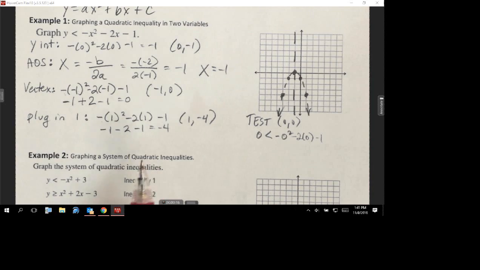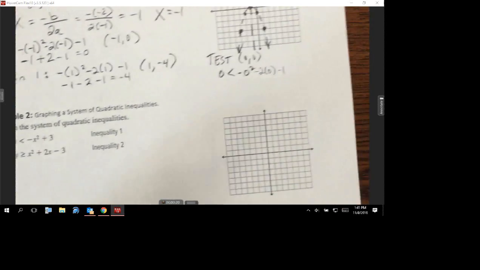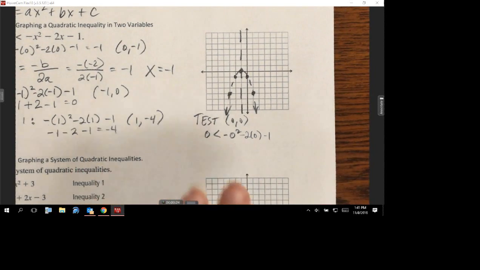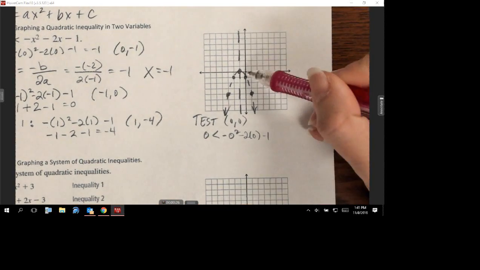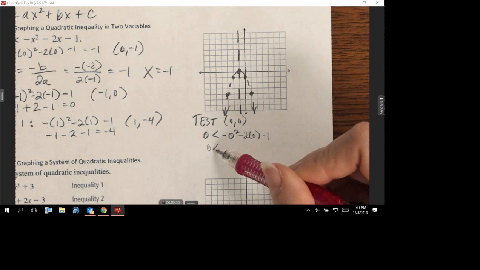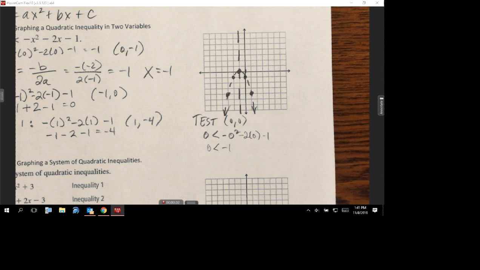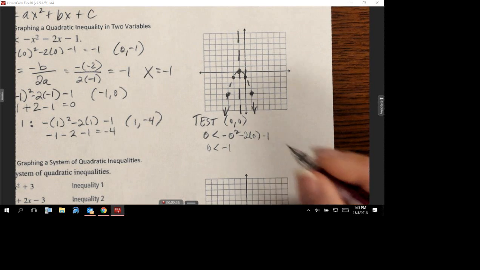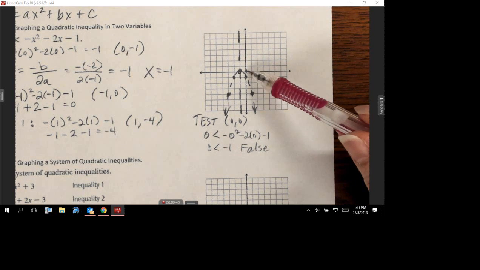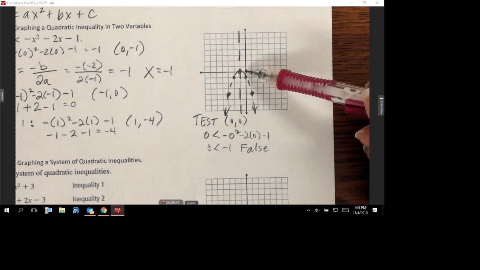Okay, so we were just working through example 1. I've already done some warm-ups. We're testing the point (0, 0) to see if it is in the shaded portion or not. We plug it in, we get 0 is less than negative 1. Tell me, is 0 less than negative 1? No. False. So does (0, 0) get shaded?